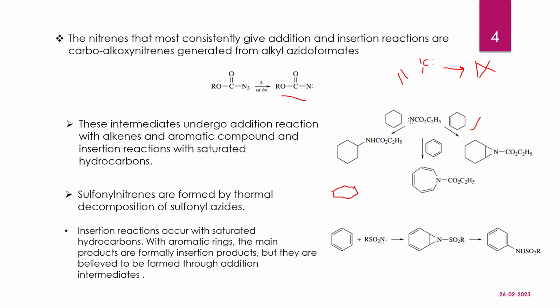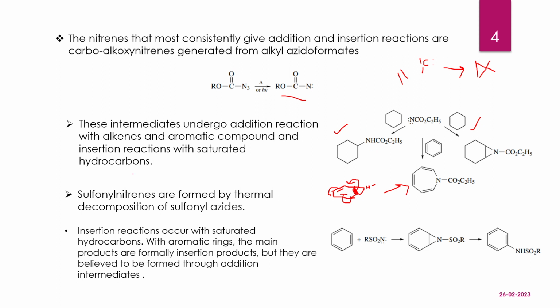First, the nitrene will insert into one of the double bonds of benzene, and then a rearrangement will occur. This will go here, this will go here, and we will get this compound. This type of reaction I have already taught in the case of carbene, and a similar kind of reaction will happen in the case of nitrene also. When it is a saturated hydrocarbon, where there is no double bond, it will just insert into one of the CH bonds. There are lots of CH bonds, and it will insert into one of them.